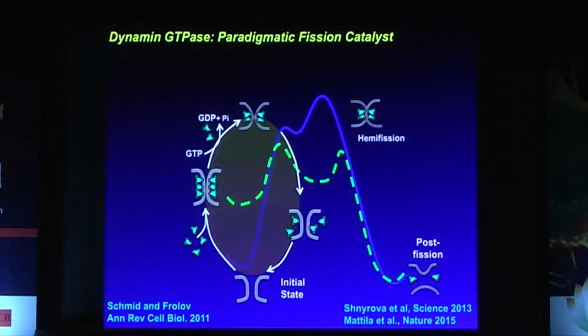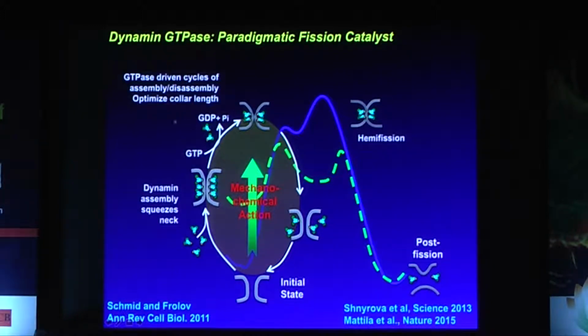And here is one model of how dynamin catalyzes fission based on about 20 years of biochemistry from my lab. Dynamin assembles first using mechanochemical action into these collar-like structures, helping to squeeze the necks of deeply invaginated coated pits. Multiple rounds of GTP binding and hydrolysis, which drives dynamin disassembly, helps to optimize the size of the collar into just the right dimensions to facilitate membrane fission.